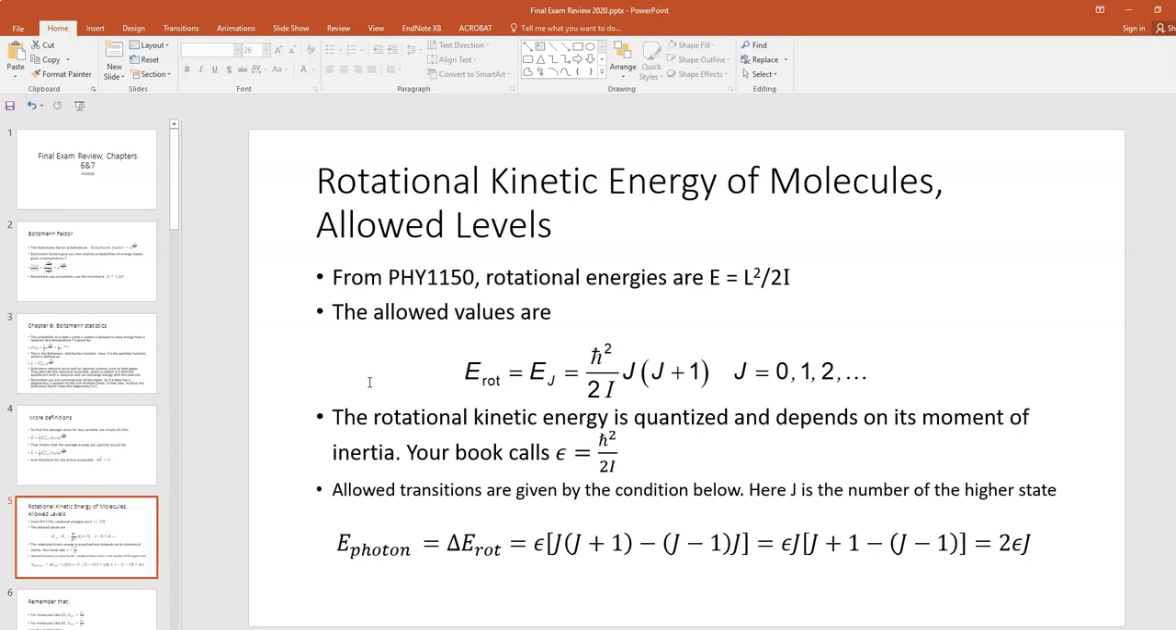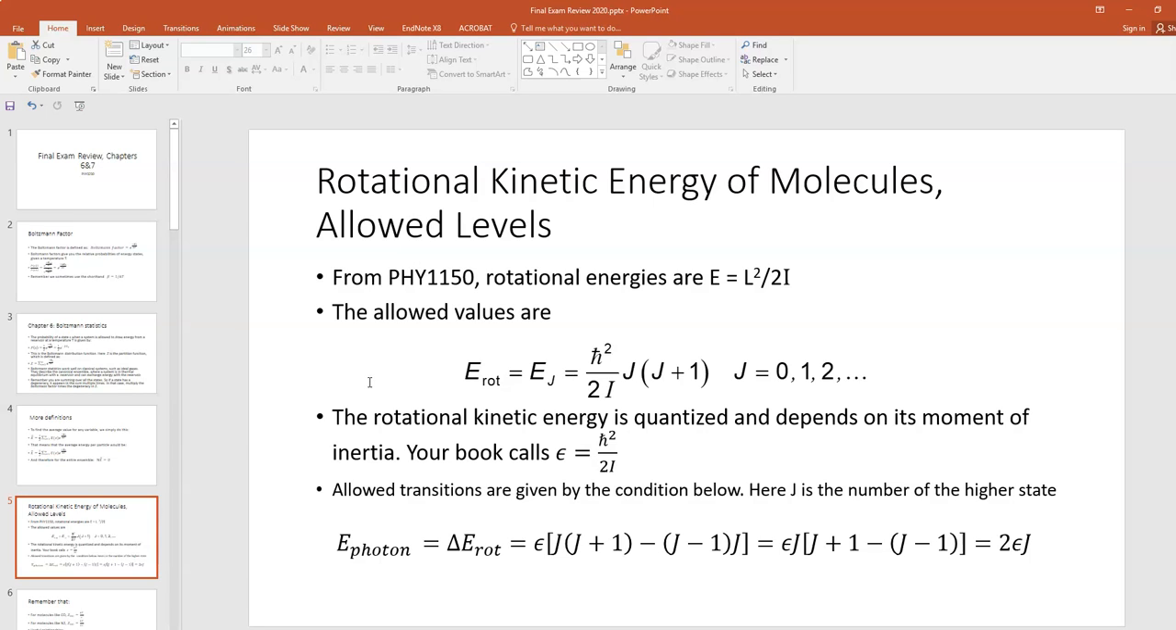J is the angular momentum quantum number, and J starts at 0 and goes up in integer steps from there. Now your book does use a shorthand here sometimes, and they use epsilon is equal to h bar squared over 2I, just to make things a little bit more compact.